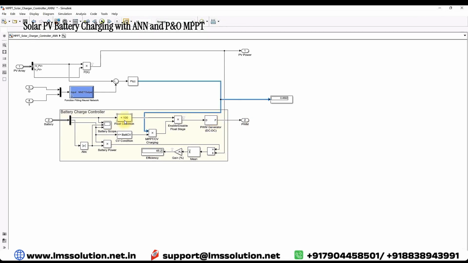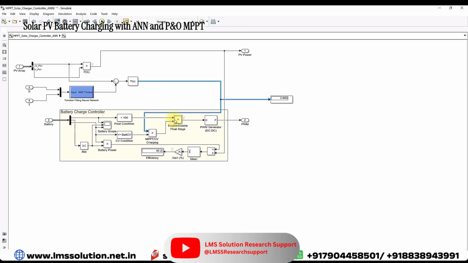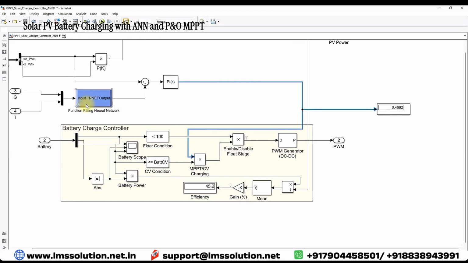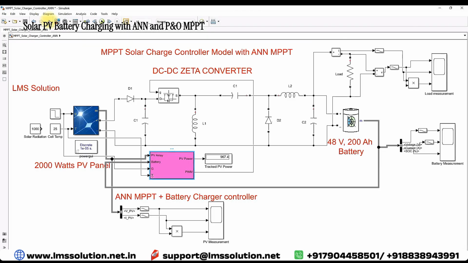If any one condition is not true, for example, if SOC is greater than or equal to 100%, then the duty cycle will not be allowed to the PWM generator. That means because the system is already fully charged, it's not allowing the duty cycle to the PWM generator for generating pulses. Or else if the battery voltage is more than the fully charged voltage, during that time also it does not allow the duty cycle. Here we are using ANN MPPT to extract the maximum power from the PV panel.